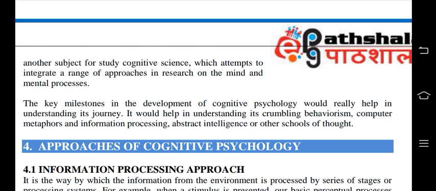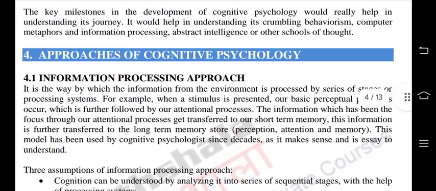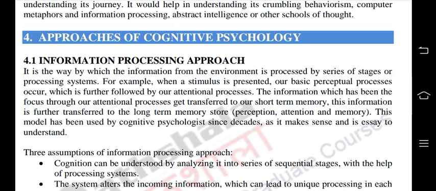The key milestones in the development of cognitive psychology would really help in understanding its journey. It would help in understanding its crumbling of behaviorism, computer metaphors, and information processing, artificial intelligence, or other schools of thought. Approaches of cognitive psychology: information processing approach. It is a way by which the information from the environment is processed by a series of stages or processing systems.